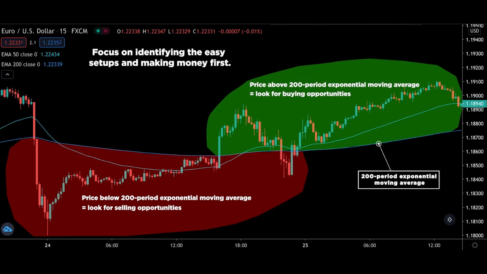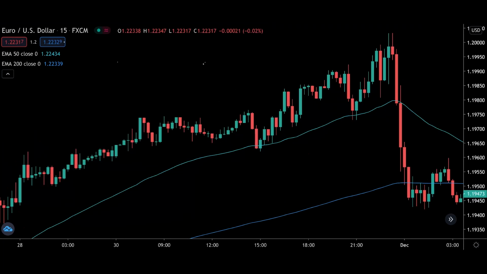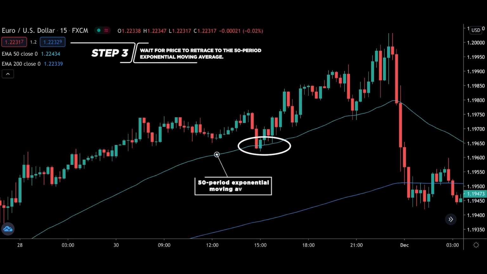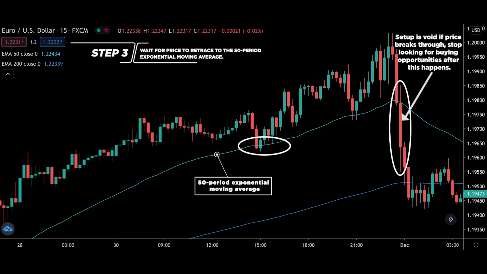Focus on identifying the easy setups and making money first. And if you really must, you can move on to counter trend trades once you are profitable. Moving on to step 3, you want to patiently wait for the price to retrace to the 50 period exponential moving average. One thing to note is that this setup will be void if price breaks through the 50 period exponential moving average. Let me show you what I mean.